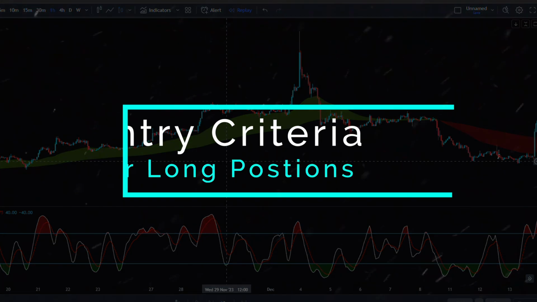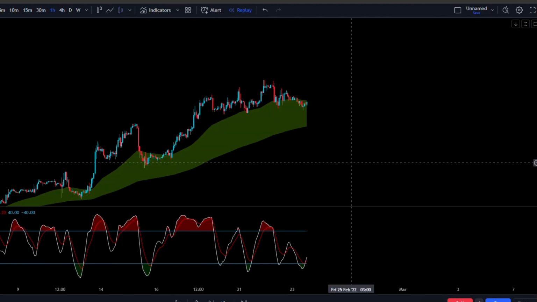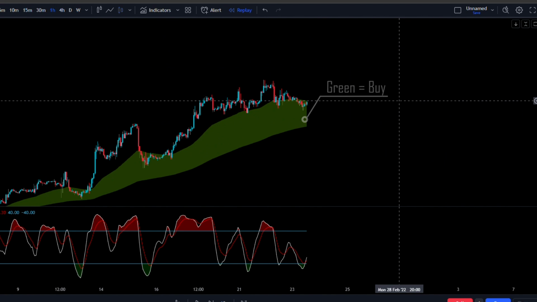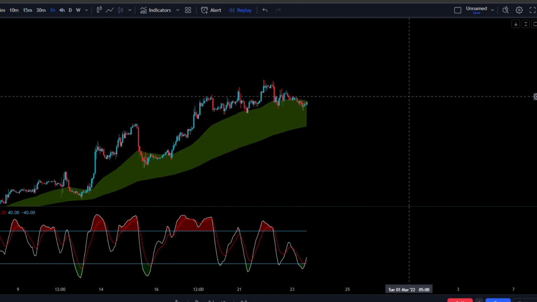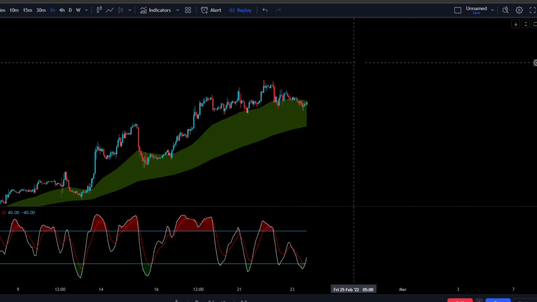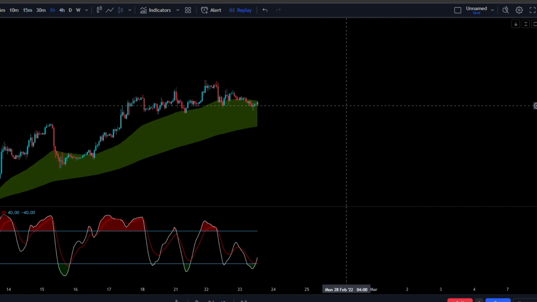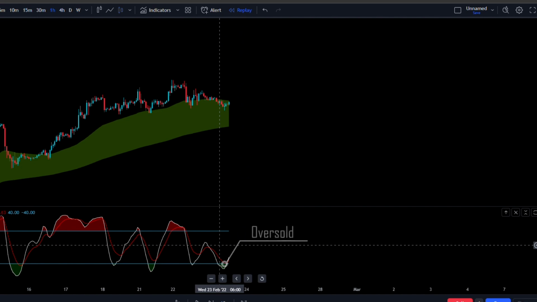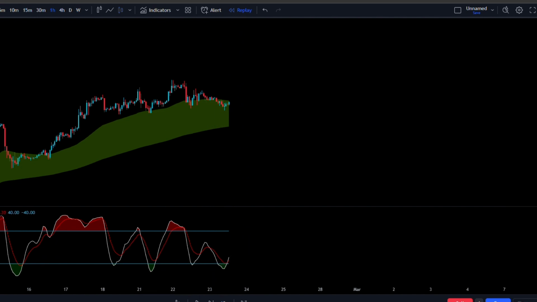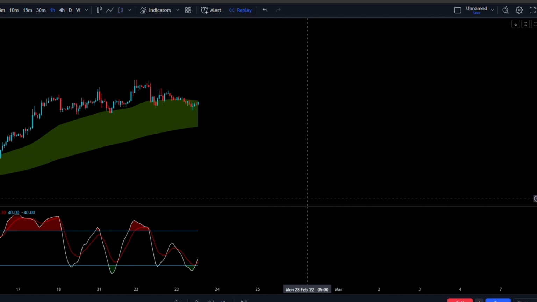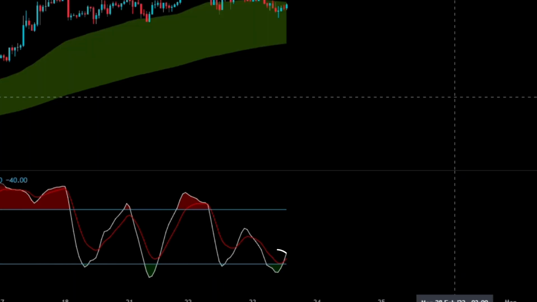So now let's go over the entry criteria. Okay, so when looking for long setups, this is your entry criteria. First, we need to make sure that the EMA cloud is colored in green, signifying we're in a bullish structural market. And secondly, we need to wait for price action to pull back to the EMA cloud. Now, once these 2 confirmations have been met, we're going to check the stochastic, and we're waiting for price to become oversold, which is indicated by the stochastic line breaking below the blue line, which is the minus 40. Then we're going to wait for a crossover of the white line crossing above the red line to give us a new entry signal to go long.